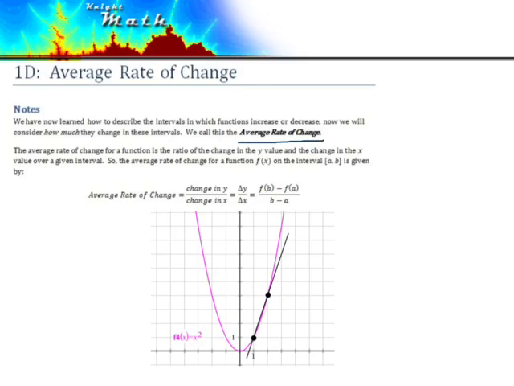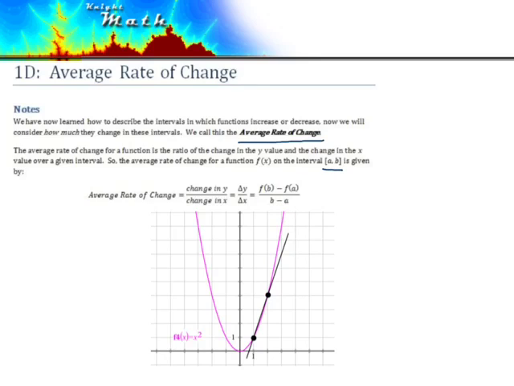The average rate of change is just this. It's a ratio defined by the change in y over the change in x. We like to use this Greek letter delta as an abbreviation for the change in. So we have delta y over delta x. That is just the change in the y values, which is f of b minus f of a, over the change in the x values, b minus a. This is on some interval a, b.